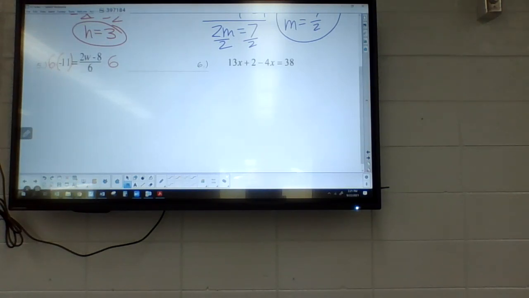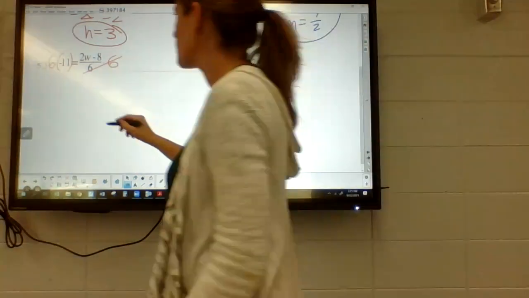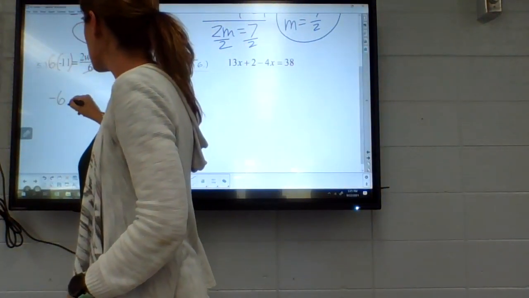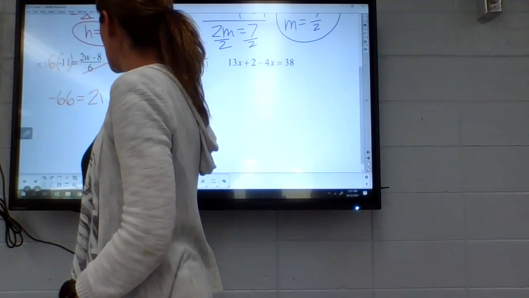Yeah, it cancels. 6 divided by 6 is just 1. It cancels. So we get rid of that fraction. If you multiply by 6 and then also divide by 6, you're kind of in a weird spot. So to cancel that out, it's gone from that side. So we're left with a negative 66 here. It was 2w minus 8.